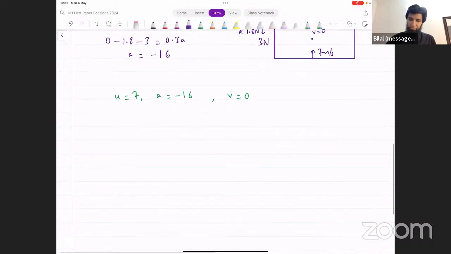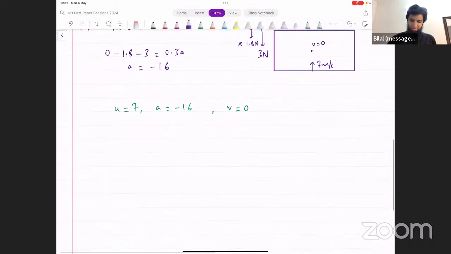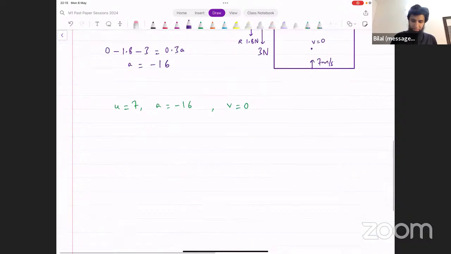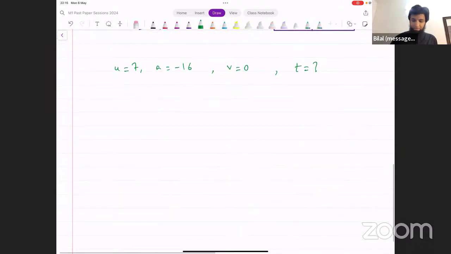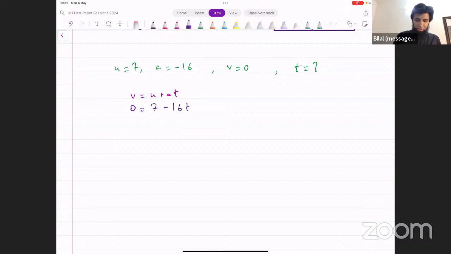Acceleration is minus 16. U is 7. A is minus 16. What do we have to find out? The value for time. Okay, let's see what we get from this. V equals U plus AT. What does that turn out to be? V is 0. U is 7. Minus 16 times T. And that does not give you anything. Okay, this is not giving me a value for time.